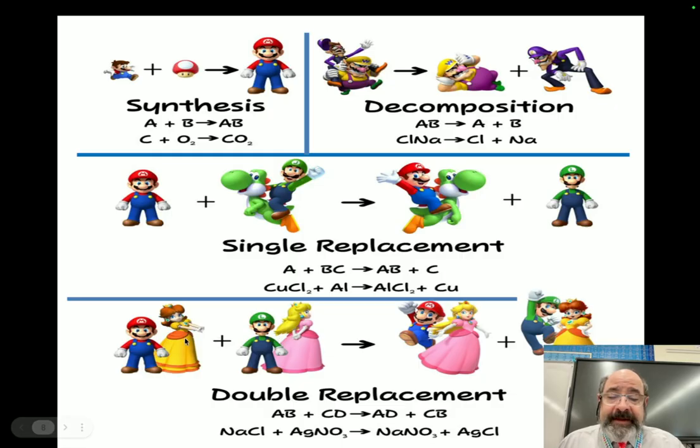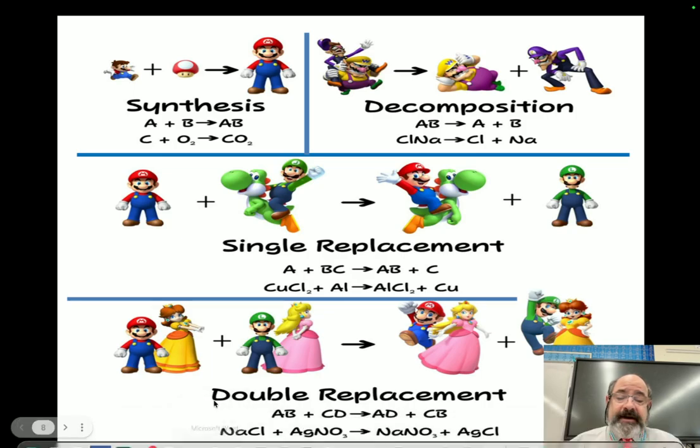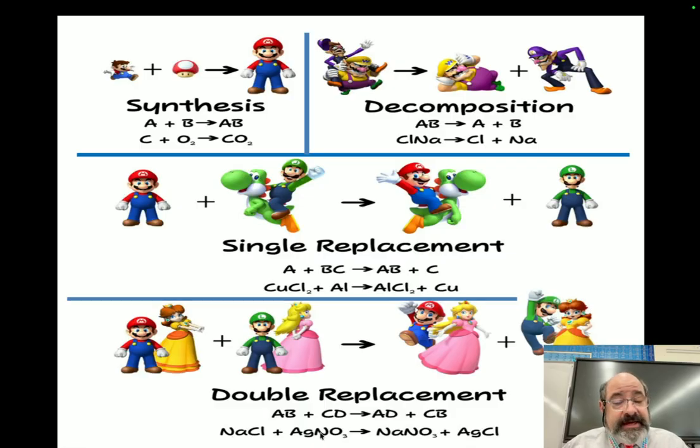Then we have a double replacement. Oh, look, they're going on a date, and they're going on a date, and they're like, "Hey, let's switch dates, whee!" So that's what they did, double replacement. That means A and B, they do-si-do, they switch partners. So AB plus CD makes AD and CB. Very frequently, these are precipitation reactions, which we'll spend more time talking about later. But notice, we have two things plus two things make two things plus two things. A double replacement. Two makes two.